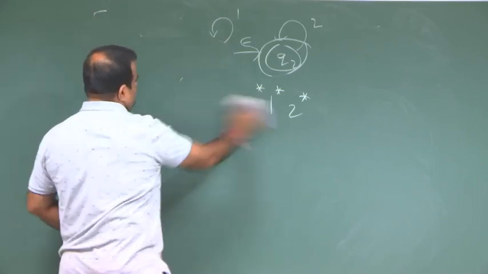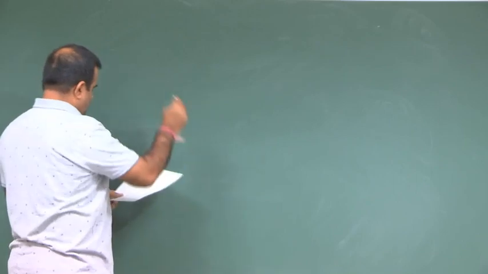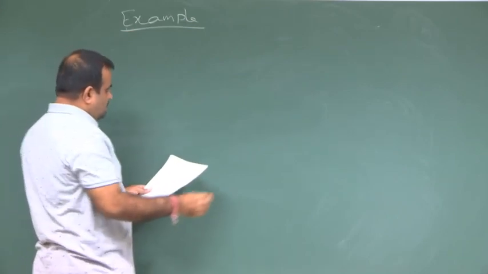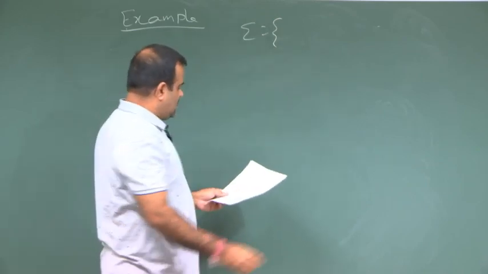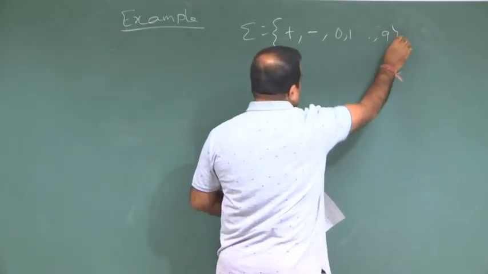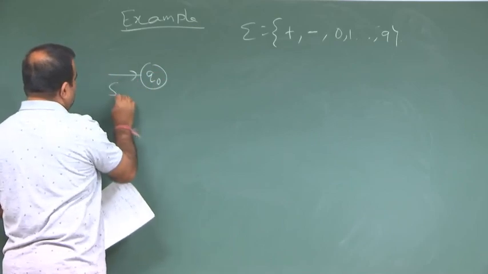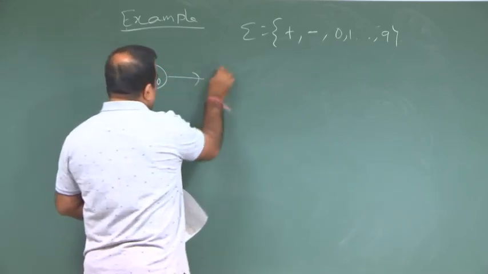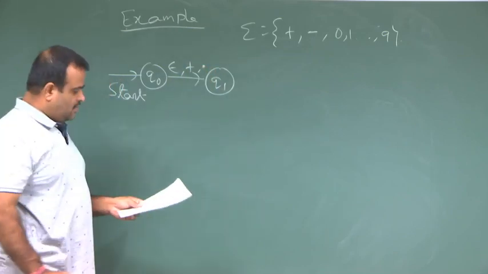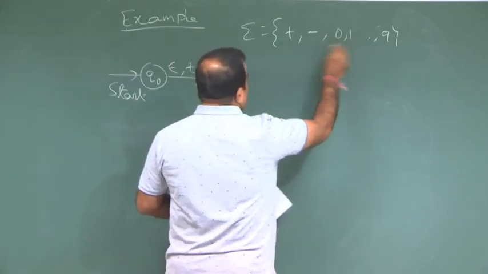We take another example. Here suppose we are taking plus, dot, as in an arithmetic operation, and we have all the digits up to 9. This is our sigma. This is the starting state, and we can go from here to q1 with a move of either epsilon or plus or minus. And we have a dot also.